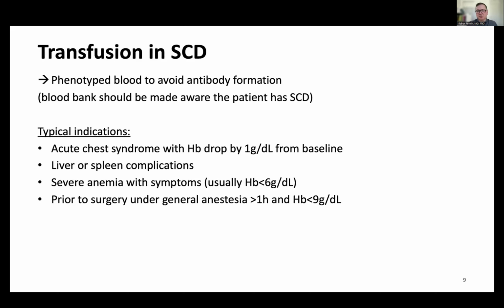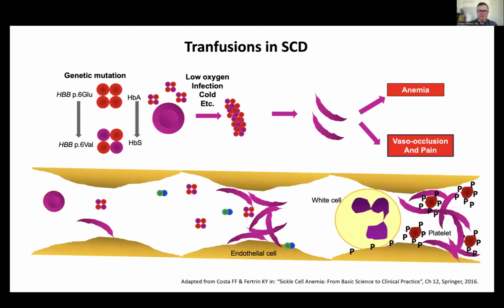I mentioned transfusion, so I'll start there. Transfusion is probably the oldest treatment that was ever offered, specifically to try to improve sickle cell disease management. I just note that we need to try to use phenotyped blood to avoid antibody formation, because patients with sickle cell disease might need transfusions through life. Typical indications are acute chest or liver and spleen complications, also patients whose hemoglobin drops and they have symptoms. And finally, we can also do that prophylactically prior to surgery, for example.